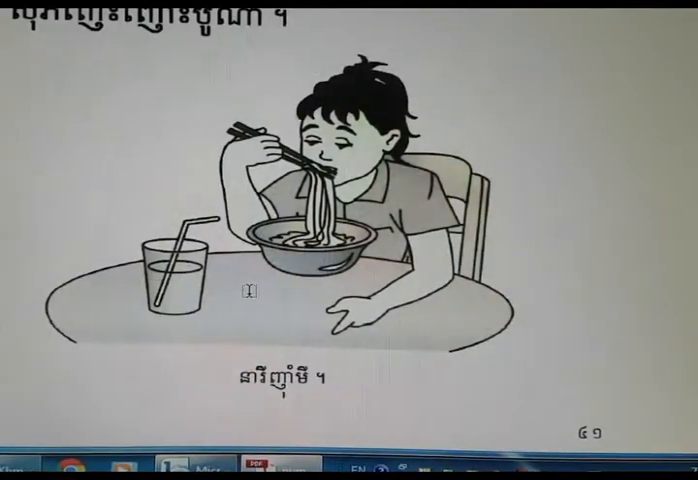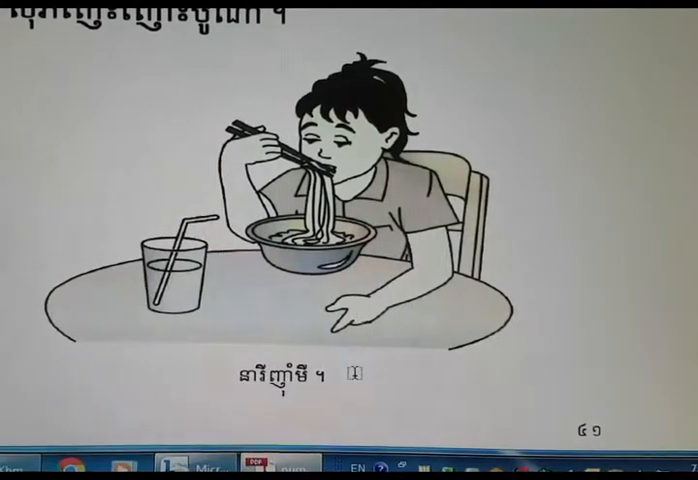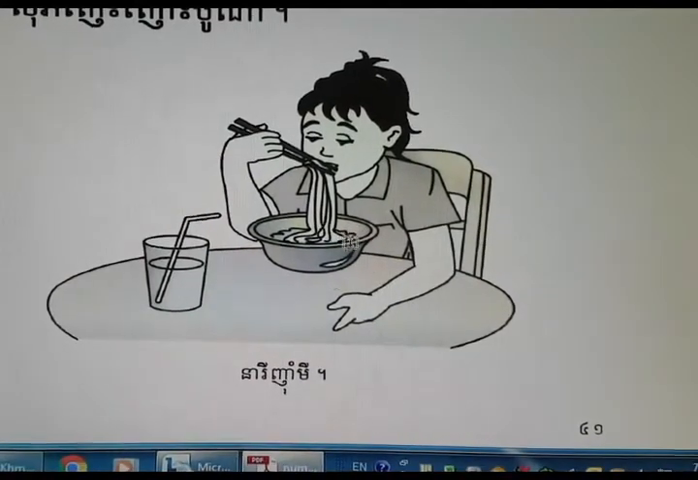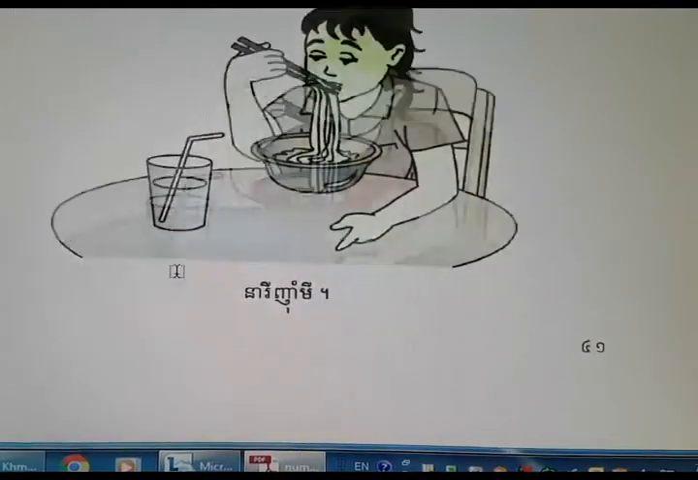So look at this picture here. So Neri, Neri, this is the name of the girl. Nyammi, eating noodle. Nyam is to eat, mi is noodle. Yummy.